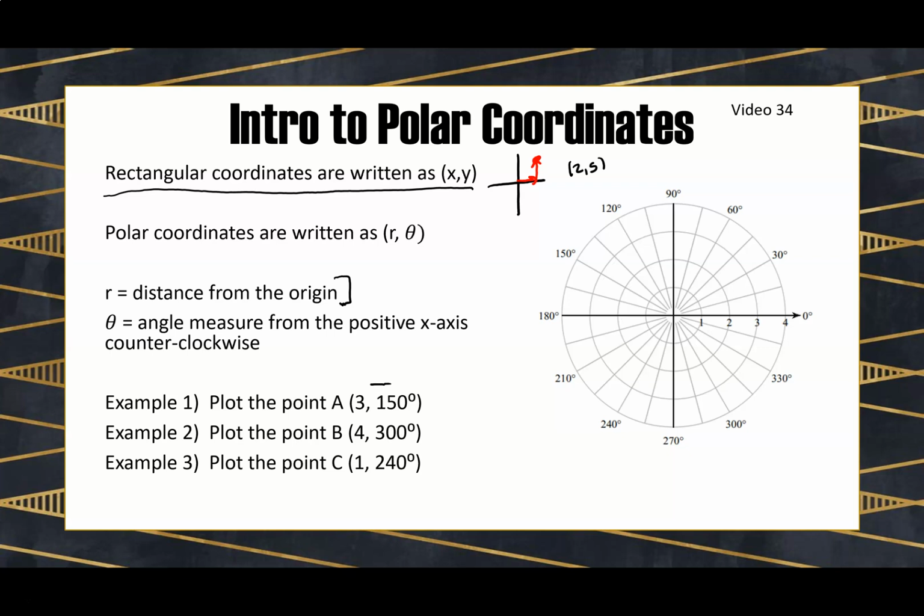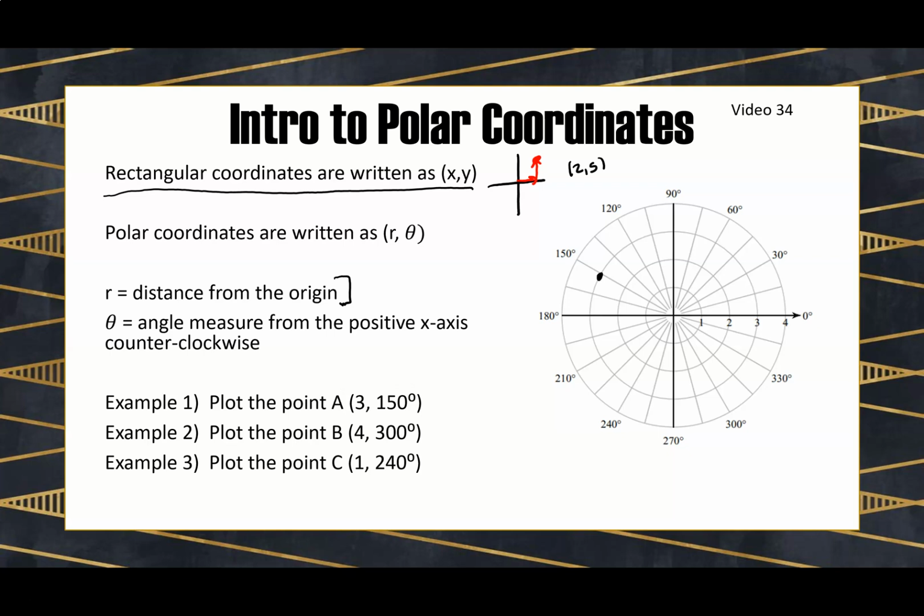So if I want to plot 3, 150, that means I'm going to be 3 units away from the origin, or you can think of it as a radius of 3, and I'm going to be at 150 degrees. So here's my 150 degrees. I'm going to go out 3 radiuses. So this would be 1, this would be 2, and this would be 3. So my answer would be right there. So I'm basically out 3 units, and I went to 150 degrees.